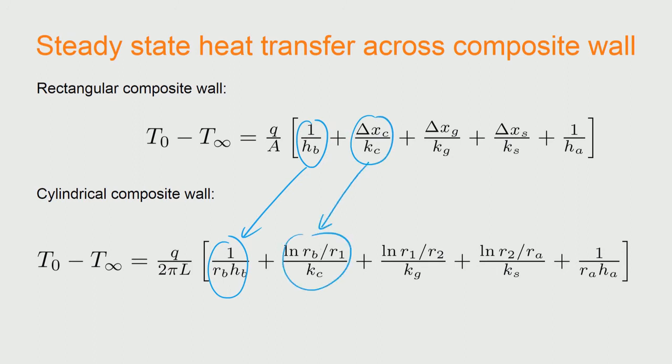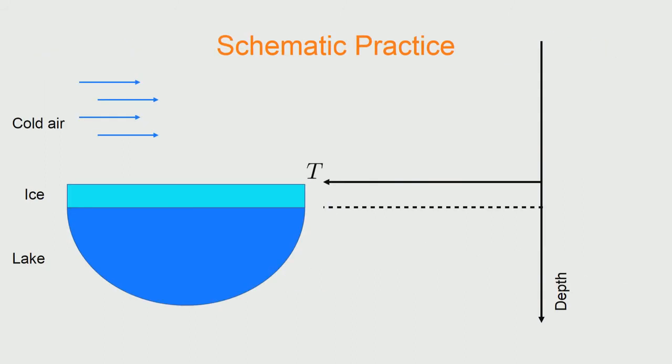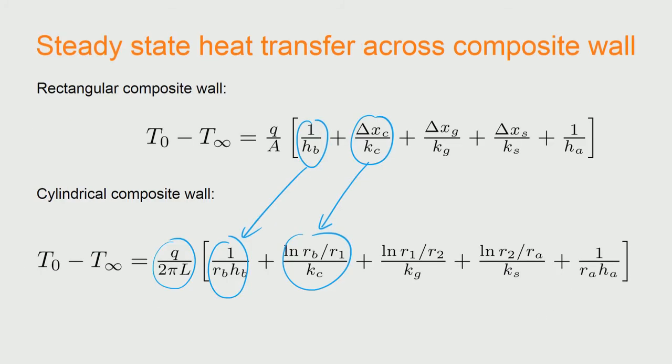This we have already seen: each of the expressions would be modified, but the way you solve the problem would be the same. Therefore, you could also go ahead and do the same estimate for T naught minus T infinity, which is basically the sum of all the thermal resistances with the Q that is coming in front. So, let us see how this can be applied.